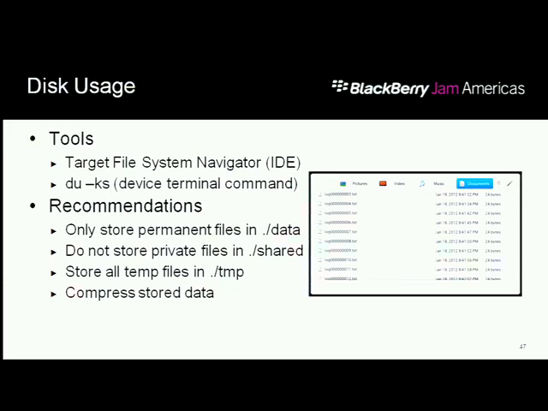So the recommendation for disk consumption would be to store all the permanent data for the application itself in the data folder. Do not store any private data or private files in shared. Shared is only for files the user consumes, irrelevant of your application. Store all temporary files in temp, because this folder is automatically cleaned up, so you don't have to worry too much about cleaning it up. And try to compress stored data if it's not in heavy use.